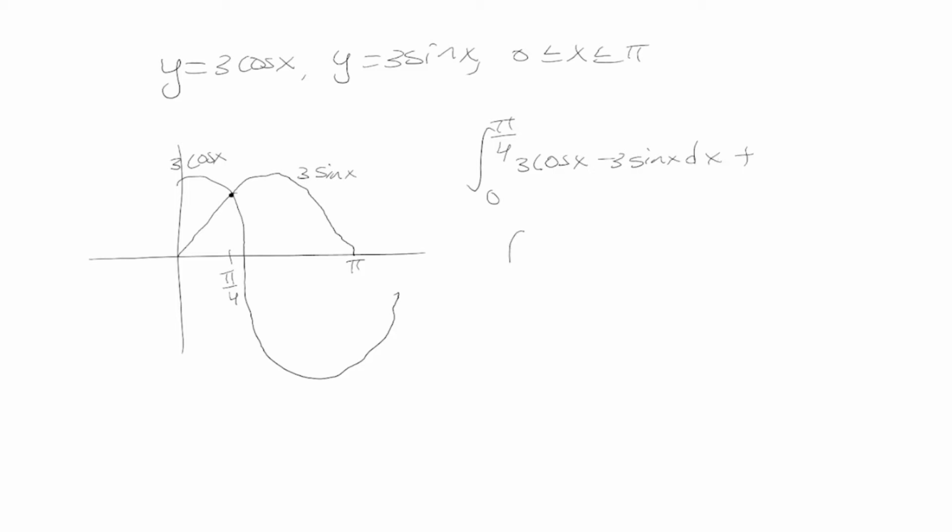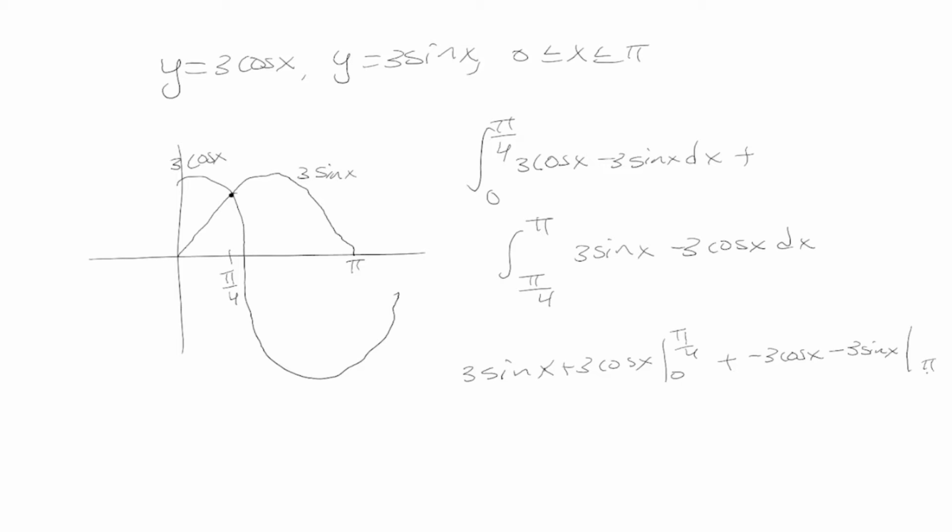But then afterwards, sine is going to be at the top, so we do that minus 3 cosine x. So if we're going to integrate, we get 3 sine x plus 3 cosine x from 0 to pi over 4, plus negative 3 cosine x minus 3 sine x from pi over 4 to pi.